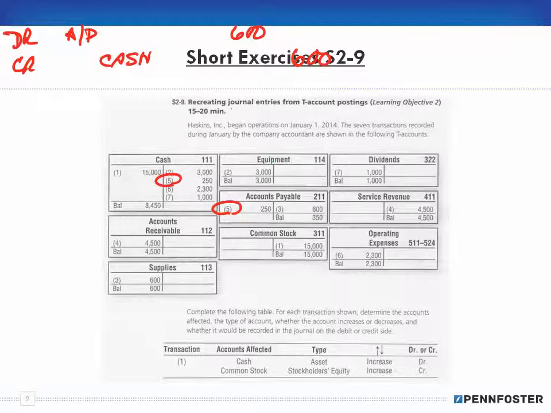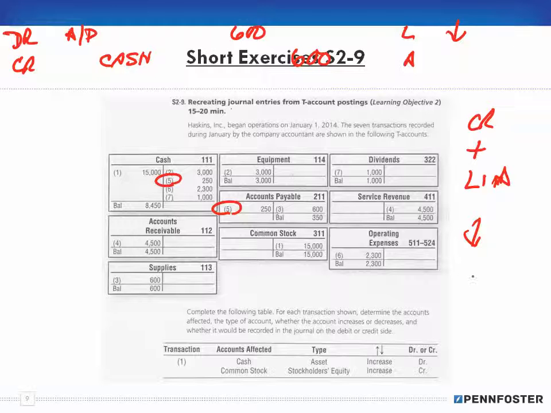So what are we doing here? We're paying down our accounts payable. Accounts payable is a liability and cash is an asset. But our accounts payable, remember, we increase on the credit side, right? That's the normal balance of a liability. It's a credit, okay? So if we're debiting it, that means we're decreasing it. So the liability, we're paying it down.